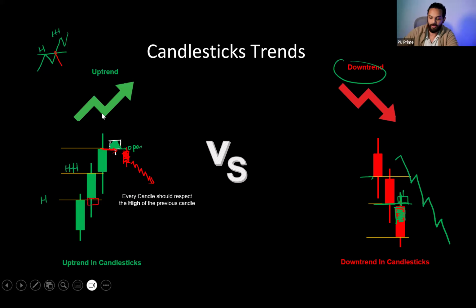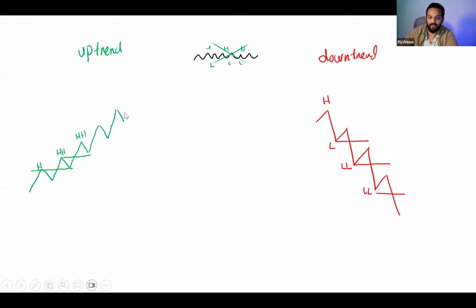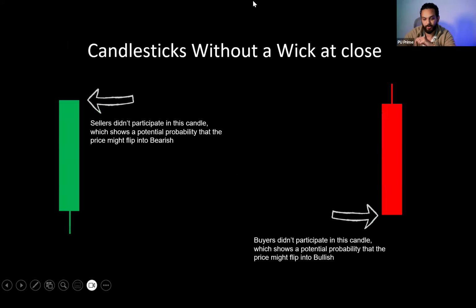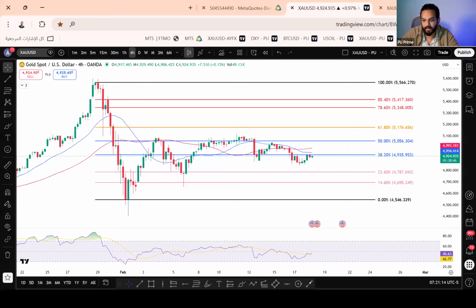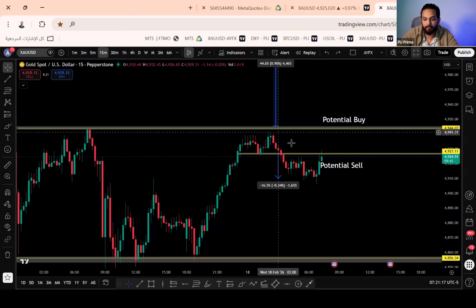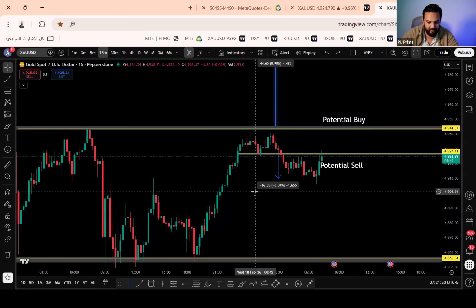All right. Now, a very important piece of information that you should know when it comes to candlesticks, which is candlesticks that close without a wick at close. Now, before I jump to this, I took a trade on the London session based on the concept of the candlesticks. I just trade candlesticks, support and resistance.